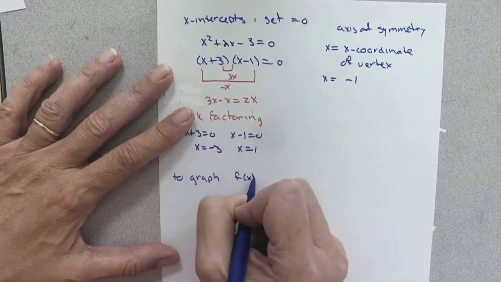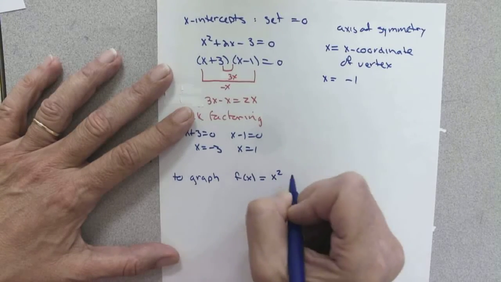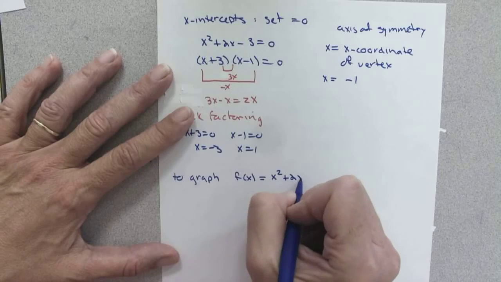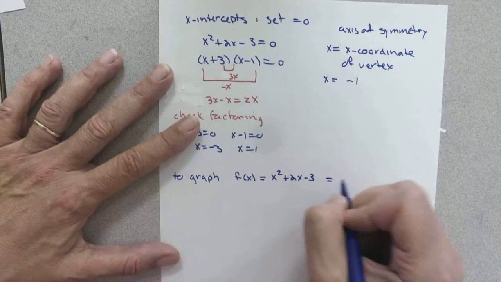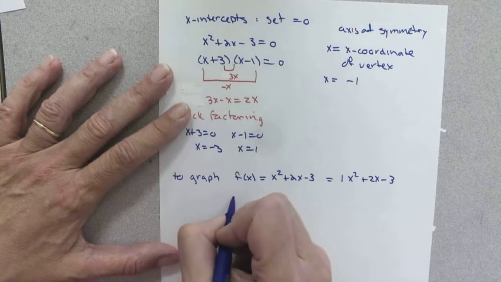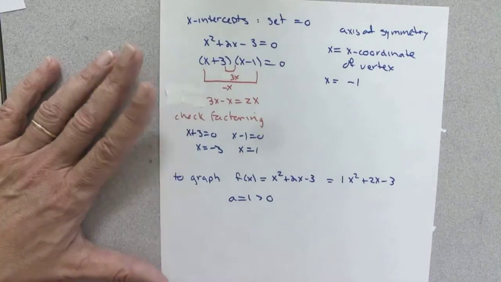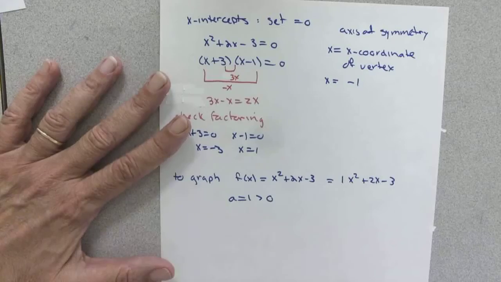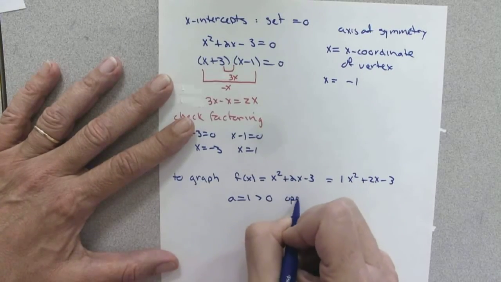And we had f of x equals x squared plus 2x minus 3, or very specifically 1x squared plus 2x minus 3. So my a value is 1, that is greater than 0, so it opens up.